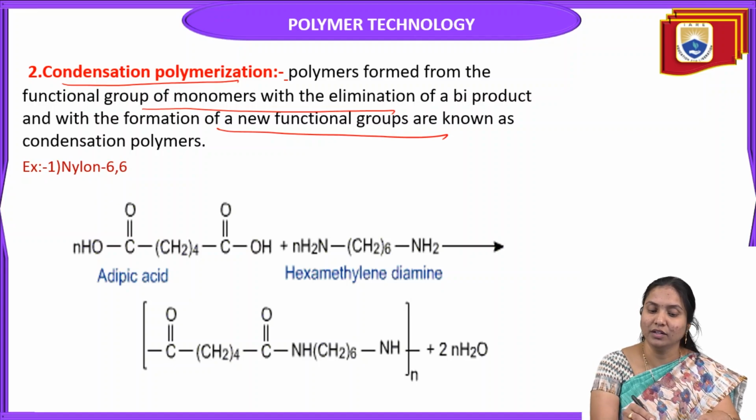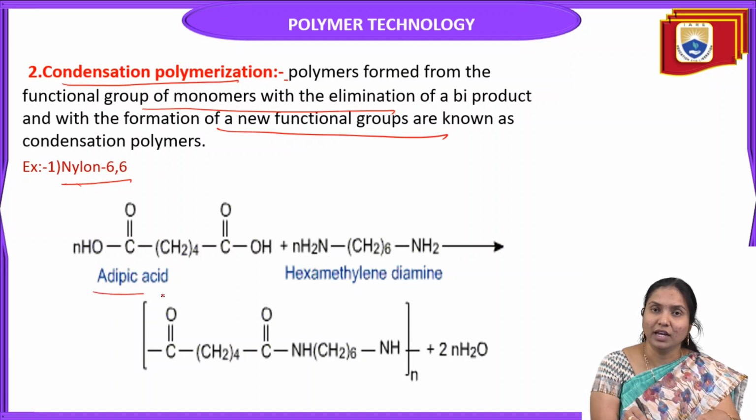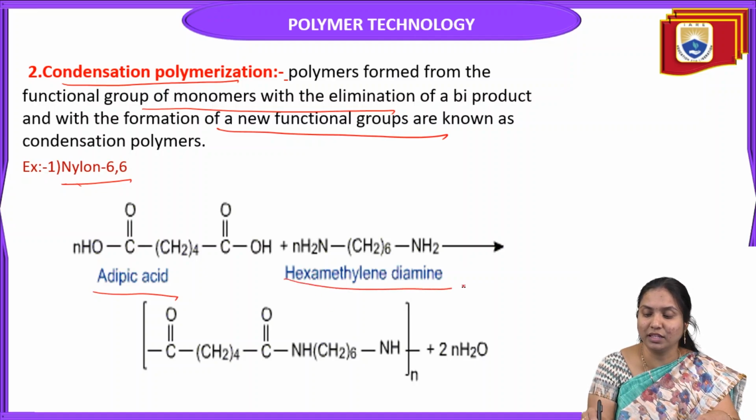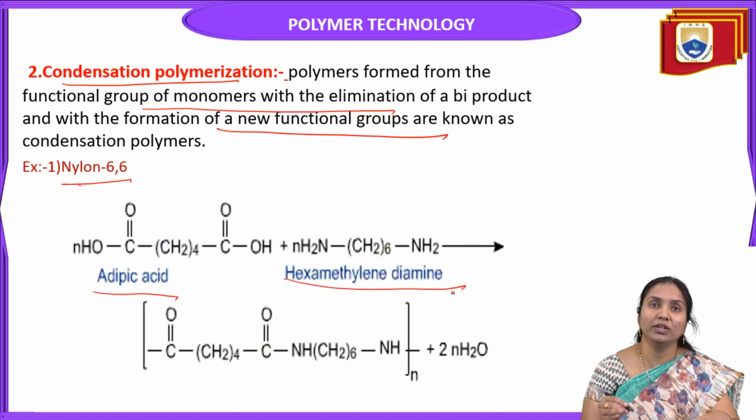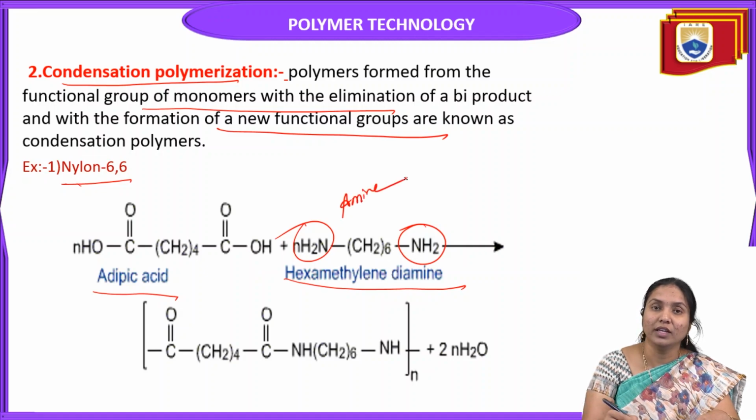For example, here the preparation of nylon 6,6. Nylon 6,6 is the best example of condensation polymerization. So how can you prepare nylon 6,6? It is formed by adipic acid and hexamethylene diamine. Generally, condensation polymers are formed by two different functional groups of monomers. Here hexamethylene diamine contains an amine functional group, and adipic acid has an acid functional group.